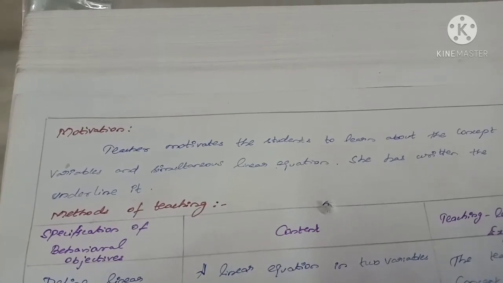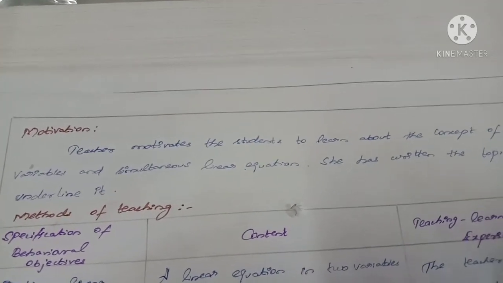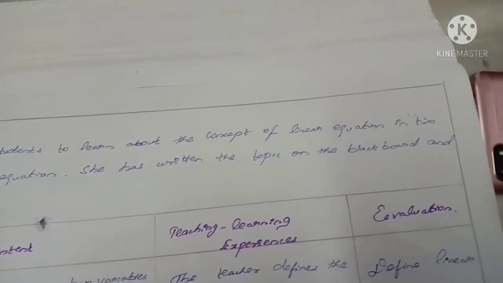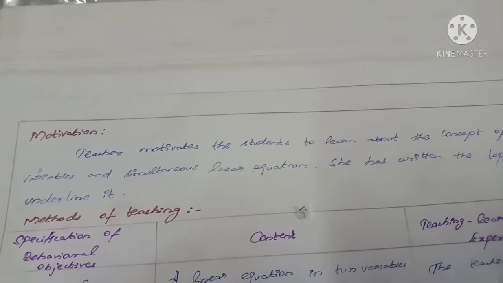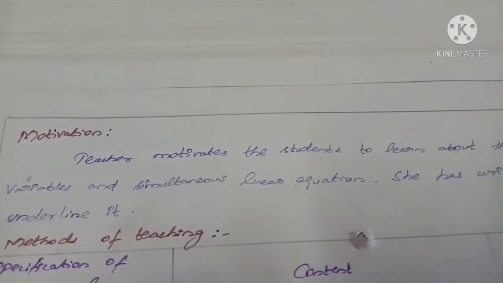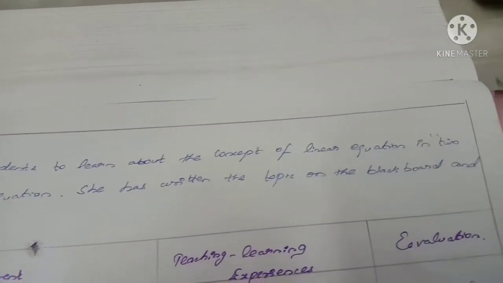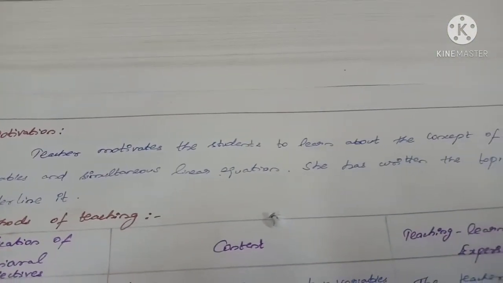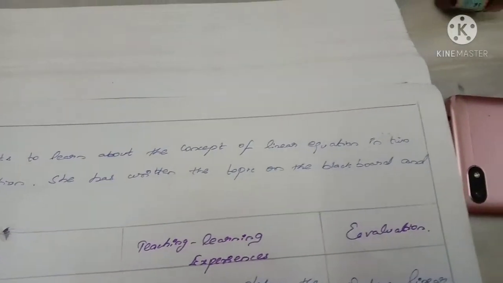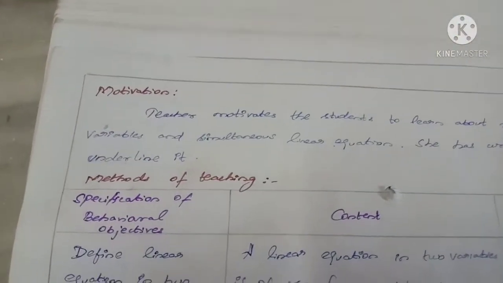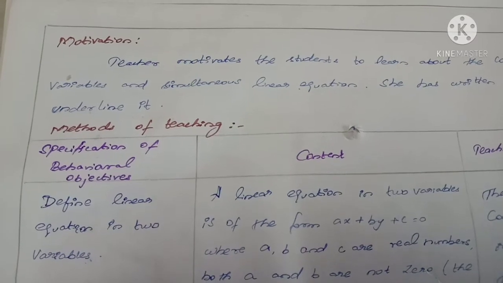Next one is motivation. The teacher motivates the students to learn about the concept of linear equation in two variables and simultaneous linear equation. She has written the topic on the blackboard and underlined it. Next topic is about methods of teaching.